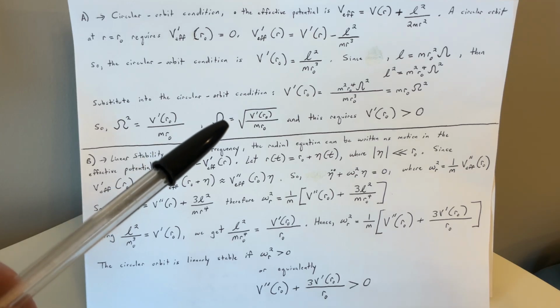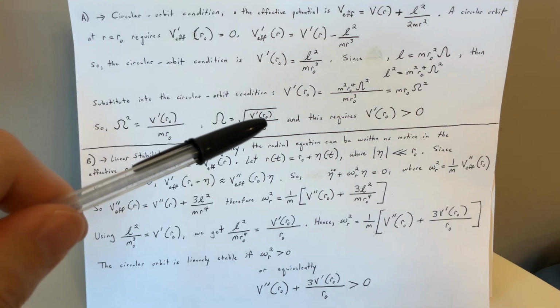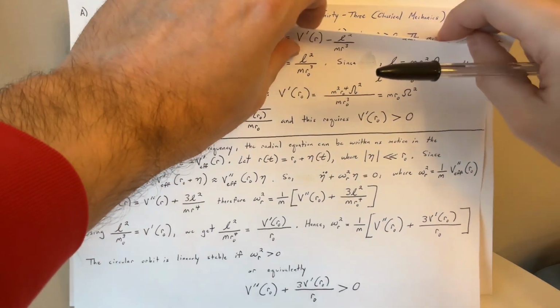Capital Omega equals the square root; we'll take the positive value of the square root of V prime of r naught over m r naught. And this requires V prime of r naught being greater than 0. So that's the circular orbit condition, for part A.